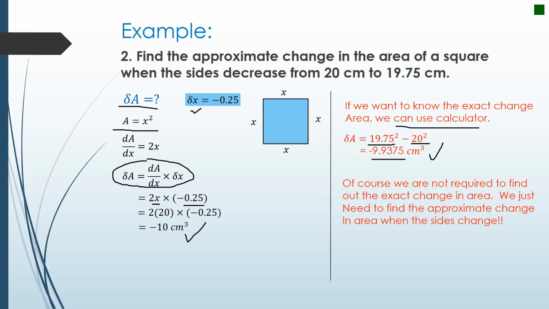If you compare this value with the value that you calculated just now, we can say that negative 10 is actually accurate enough, and we don't have to use a calculator. Of course, we are not required to find the exact change in the area. We just need to find the approximate change in area, so this answer will be sufficient.